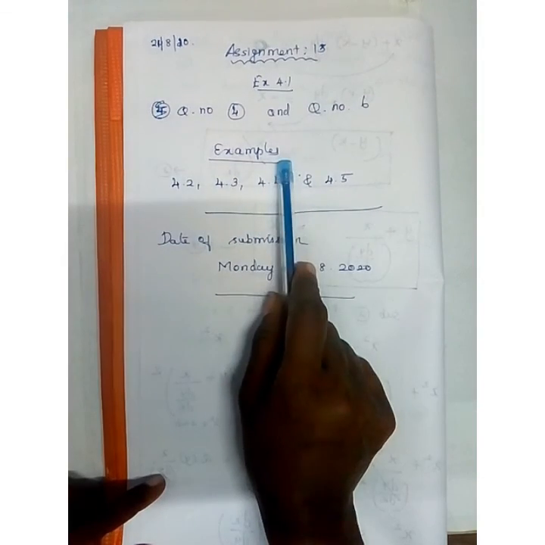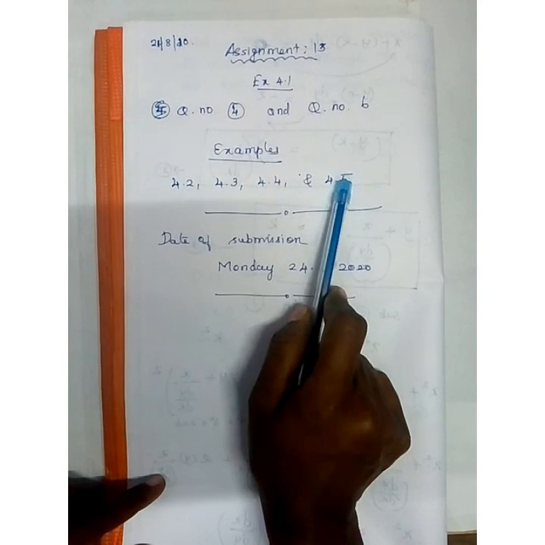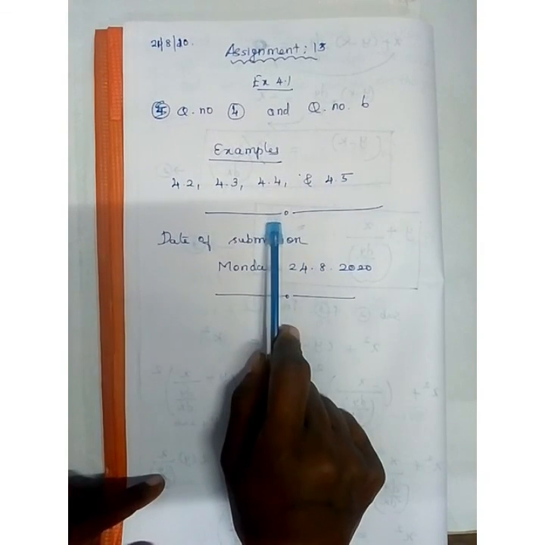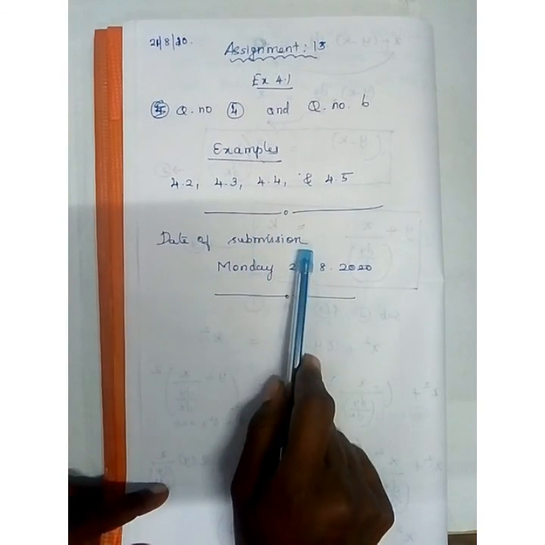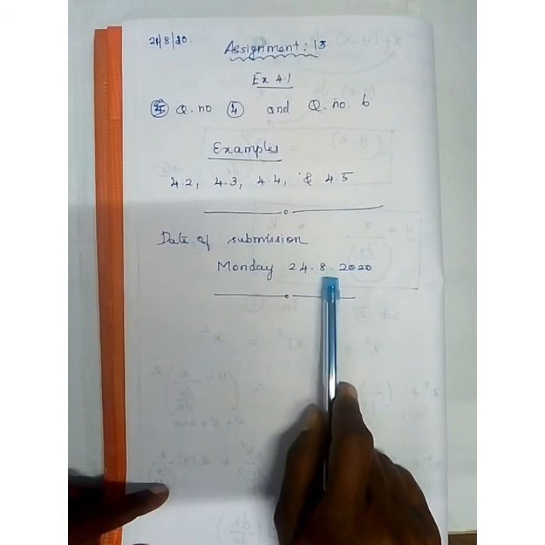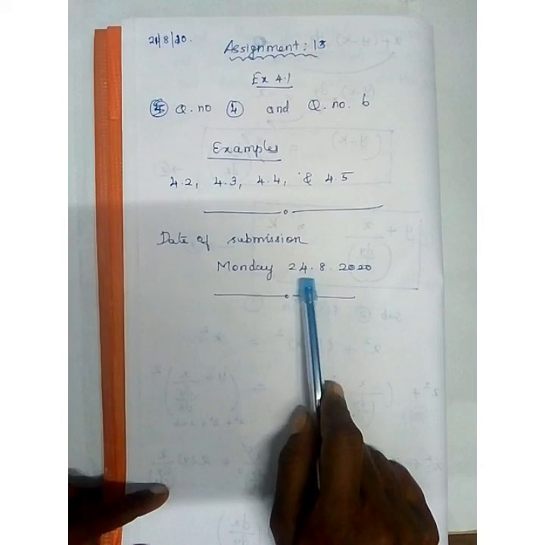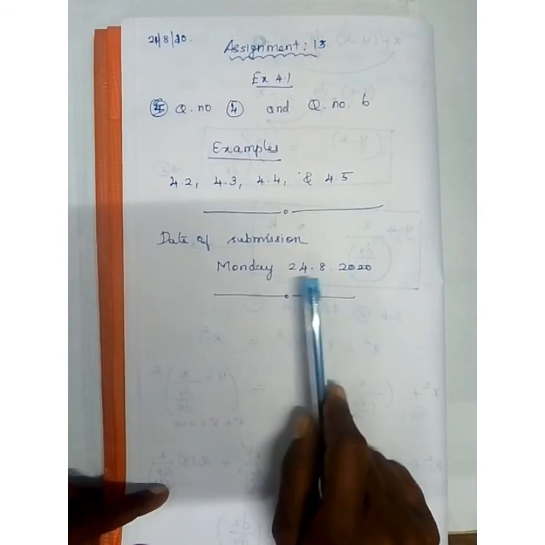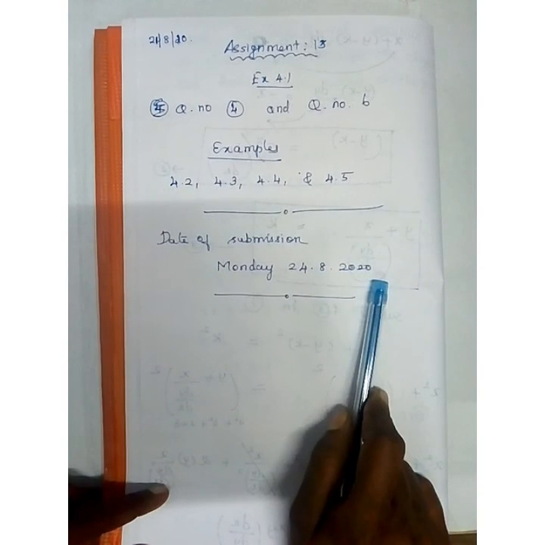And from the examples, 4.2, 4.3, 4.4 and 4.5. So totally you have 6 sums for assignment 13. When is your date of submission, ma? Monday evening 6 p.m. You have to submit before 6 p.m. You have 2 days time, ma, that is Saturday and Sunday. So Monday before 6 p.m. you have to submit the assignment.